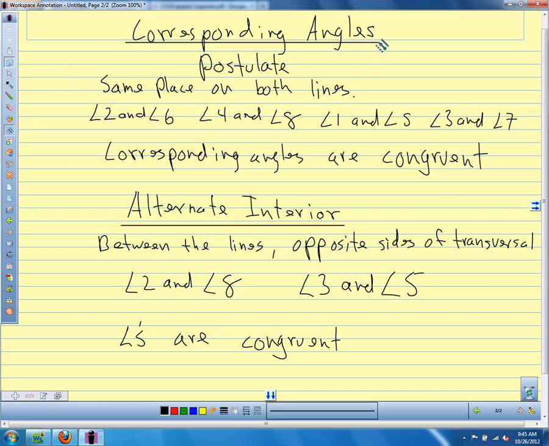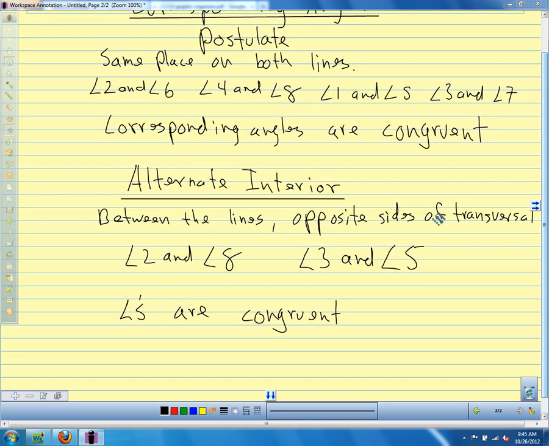So now we know that corresponding angles are congruent and alternate interior angles are congruent. So let's go down one more box to same side interior or consecutive interior.